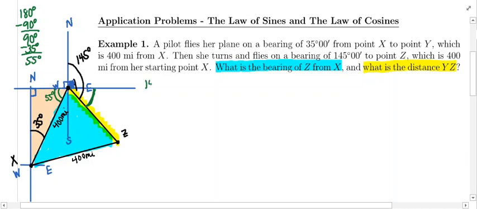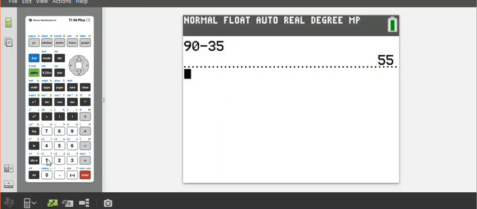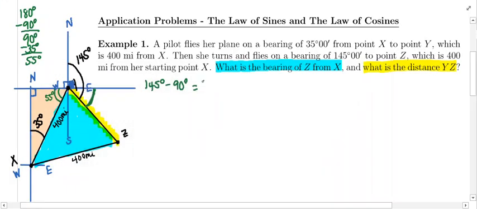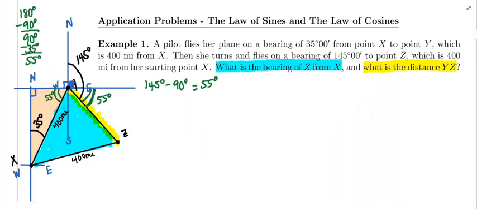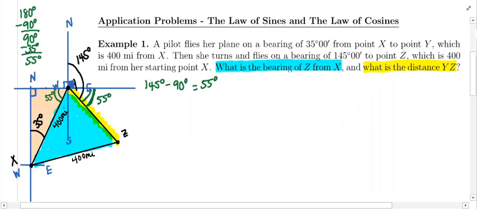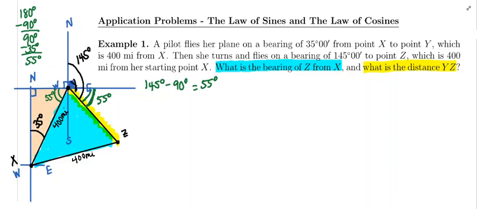So if I do 145 degrees and I take away 90 degrees, that is going to leave me with what? That's going to leave me with another 55 degrees. So this is also a 55-degree angle. Then if I look at the straight angle, meaning the straight angle formed by the east-west line on point Y, and point Y has kind of disappeared on me, so let me rewrite it, that straight angle should equal 180 degrees.